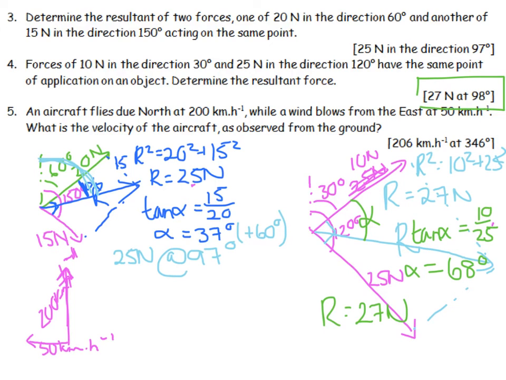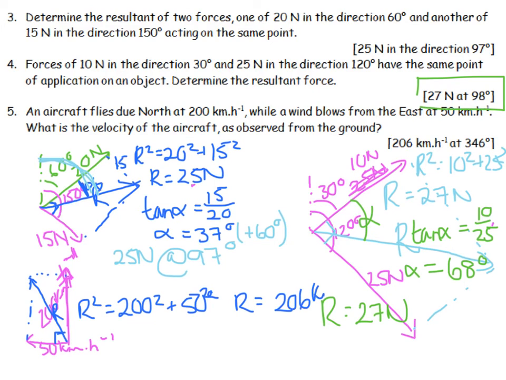Okay, so here we've got another obvious 90 degree angle, so we can do that. There's the 90. And we have to work out the velocity from the ground, so in other words the resultant velocity. And r squared is equal to 200 squared plus 50 squared. R turns out to be equal to 206 kilometers per hour.